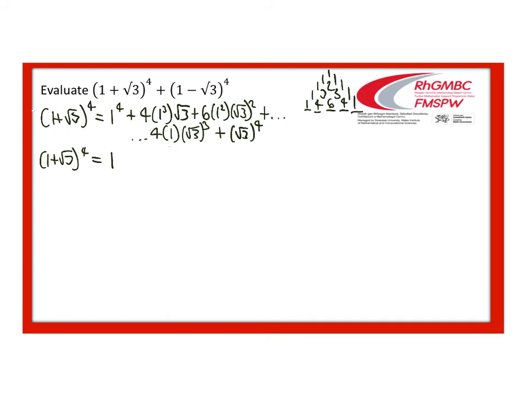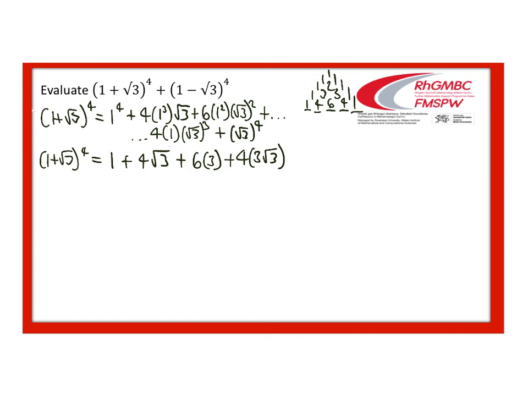So 1 to the power of 4 is 1. I then get 4. I can ignore the 1 cubed because it's just 1. So I get 4√3. Plus 6 times 1 squared is just 6. √3 squared is just 3. So I'm going to get 6 times 3. Moving on to my next term, I get 4 times 1, which is 4. A nice way of doing √3 cubed is to take the √3 squared from the last one, which is 3, and multiply it by √3. And that will save you a little bit of time.